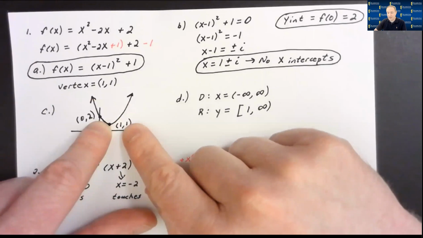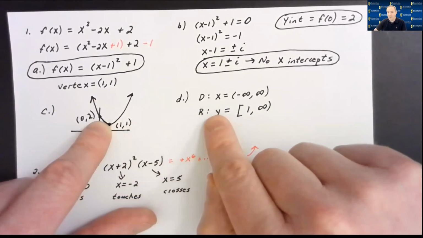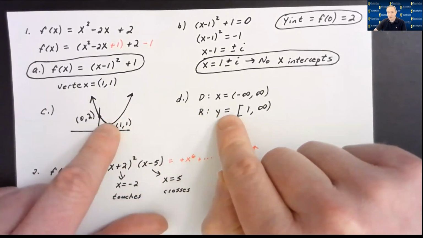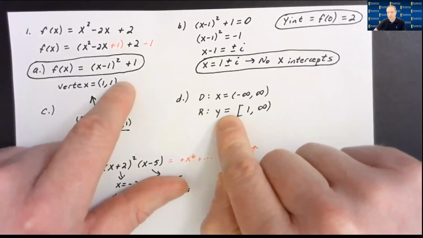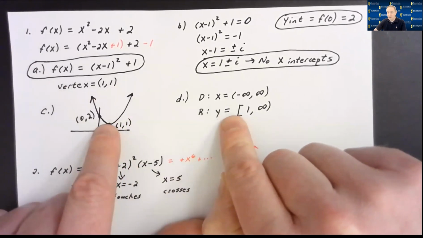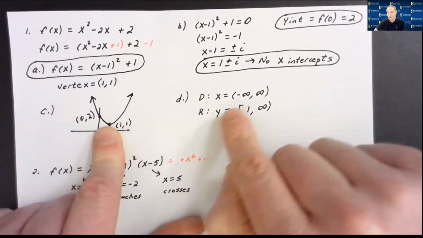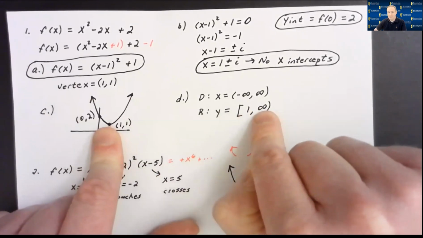So I can say the range is going to consist of all y values between the lowest y value, which is 1, and goes up to infinity. 1 is included, so you need to say y equals bracket from 1 to infinity.